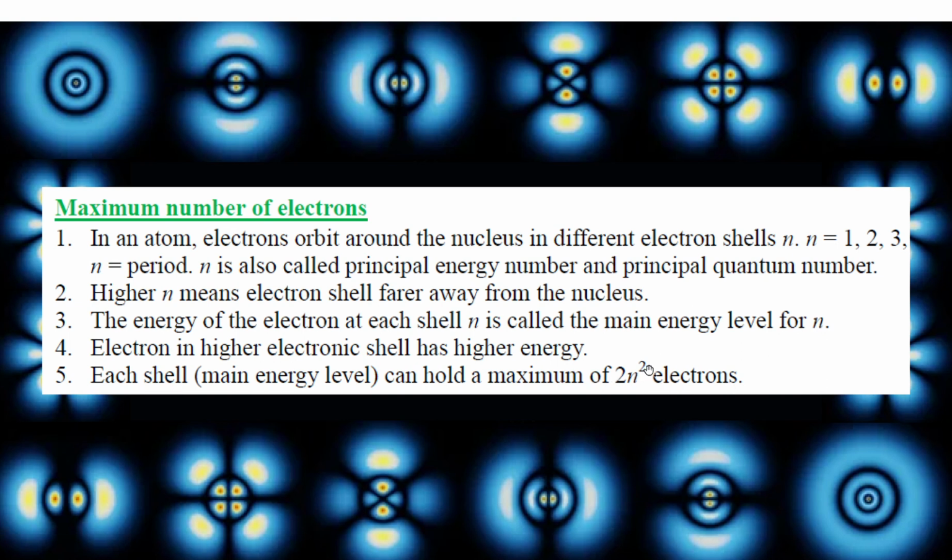You need to remember this. The 2 is from the Pauli exclusion principle. Each orbital can have 2 electrons, and the square is from the number of s, p, d orbitals in different shells. You need to remember this: 2n squared. So the first shell, only 2 electrons. Second shell, 2 times 2 squared, 8 electrons. Third shell, 3 squared times 2, 18 electrons. Fourth shell, the last one, 4 squared times 2, 32 electrons. So you need to remember this for each shell.